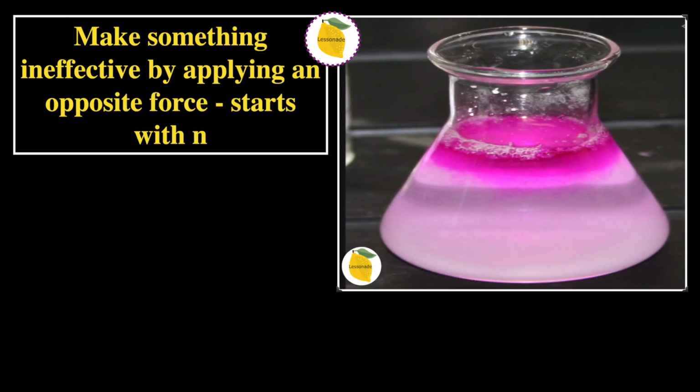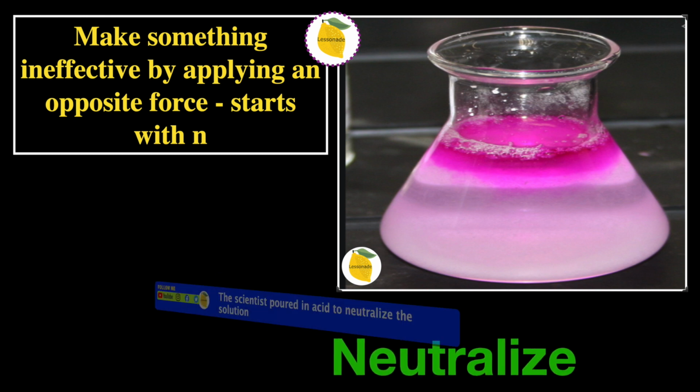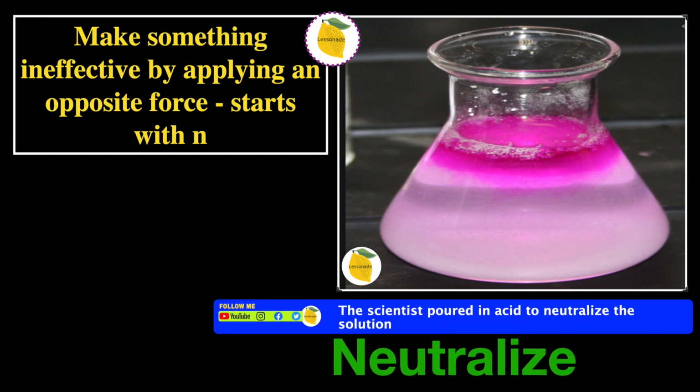Make something ineffective by applying an opposite force. Starts with N. In this picture, we can see two solutions that are the opposite force added together to make each other ineffective. So therefore, the word will be neutralize. And the sentence is, the scientist poured in acid to neutralize the solution.